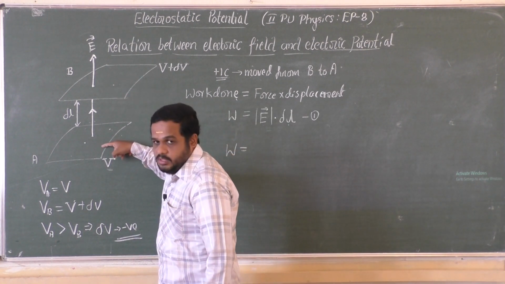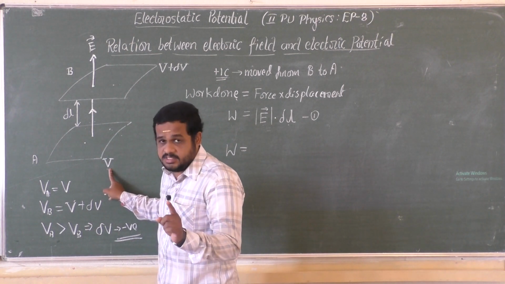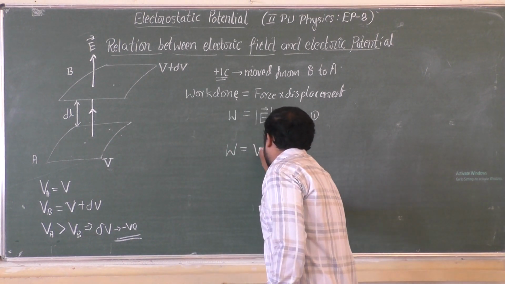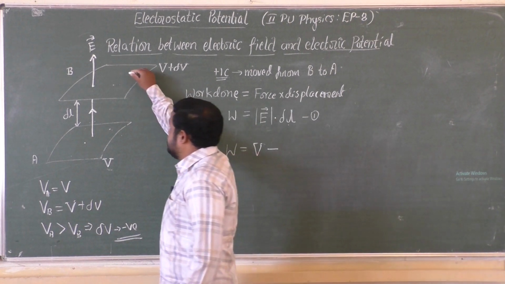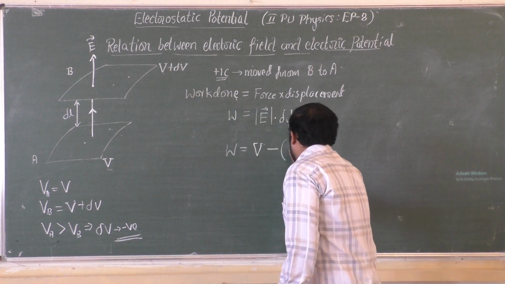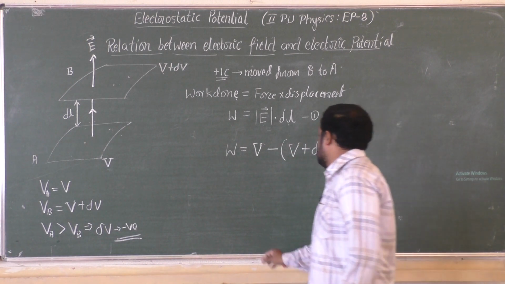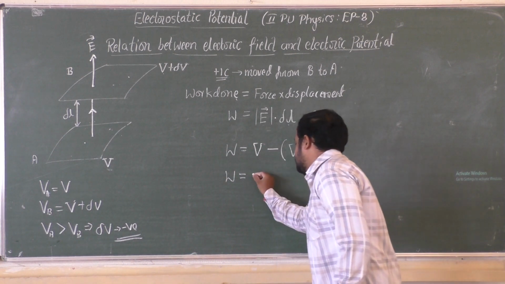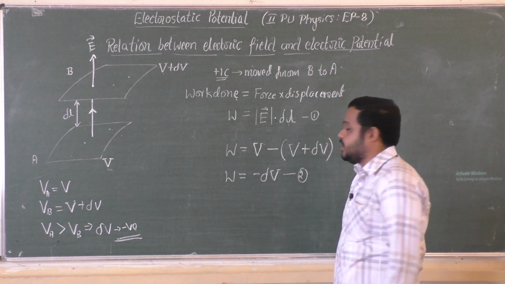minus initial potential energy. When the charge is shifted from B to A and reaches here, the potential energy of a unit positive charge is nothing but the potential itself. Now its potential energy is V here. So final potential energy V minus initial potential energy. When it was at A, its potential energy was V plus delta V. So the work done W is equal to V minus V minus delta V; V cancels, remaining is minus delta V. Equation number 2.